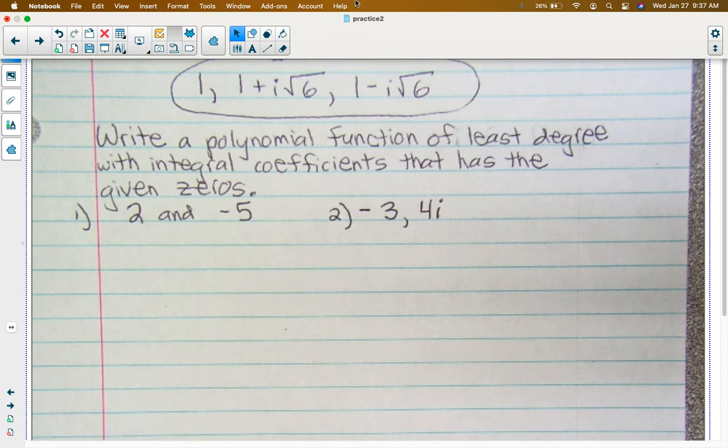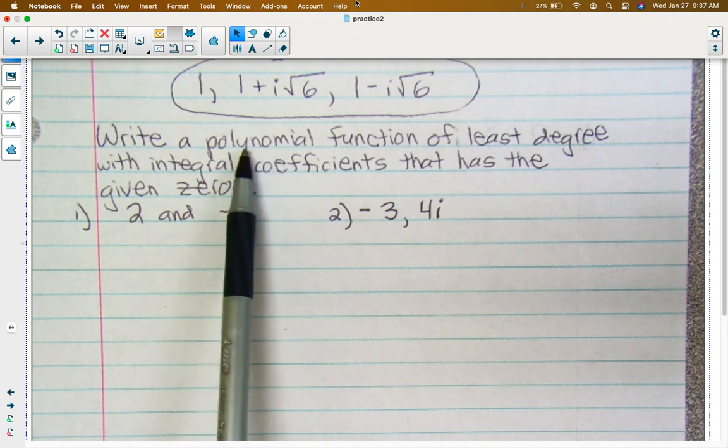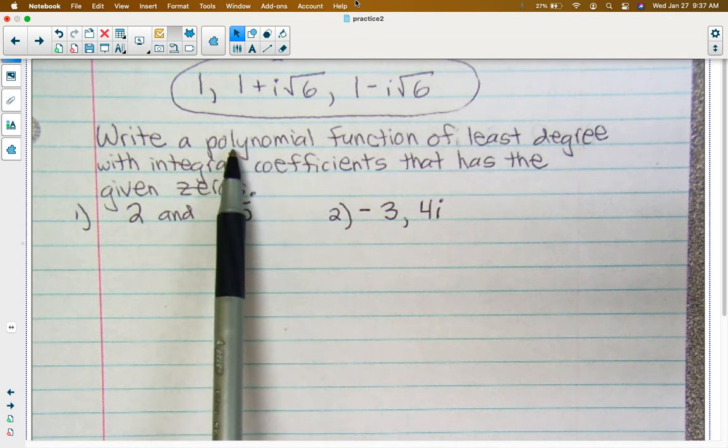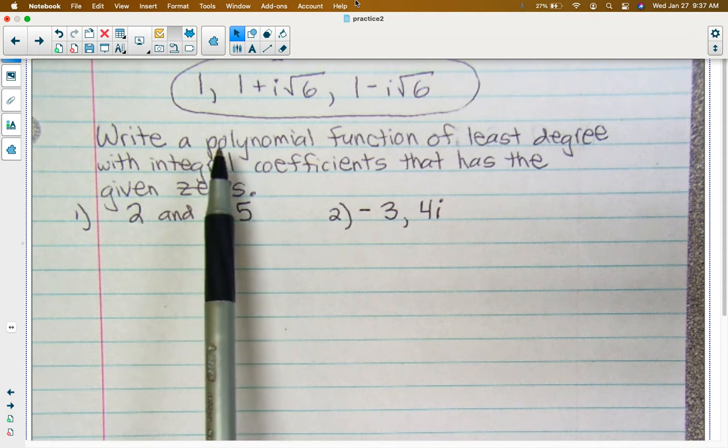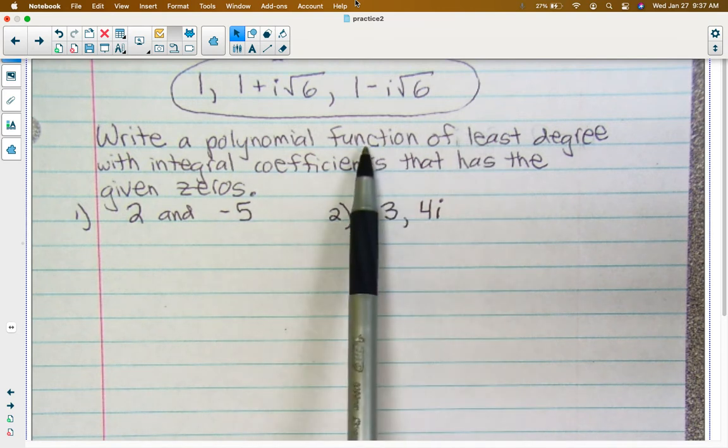So let's decipher some of these words that are in here. Polynomial. They want us to make up a polynomial. f of x equals x squared plus 3x minus 7, or f of x equals 5x to the 4th minus 2x plus 10. We are creating the function. A function passes the vertical line test.